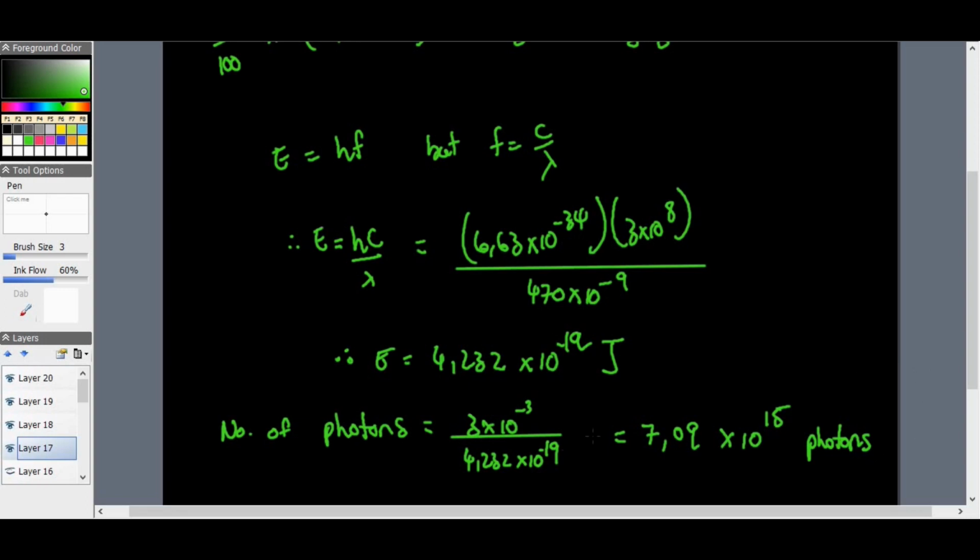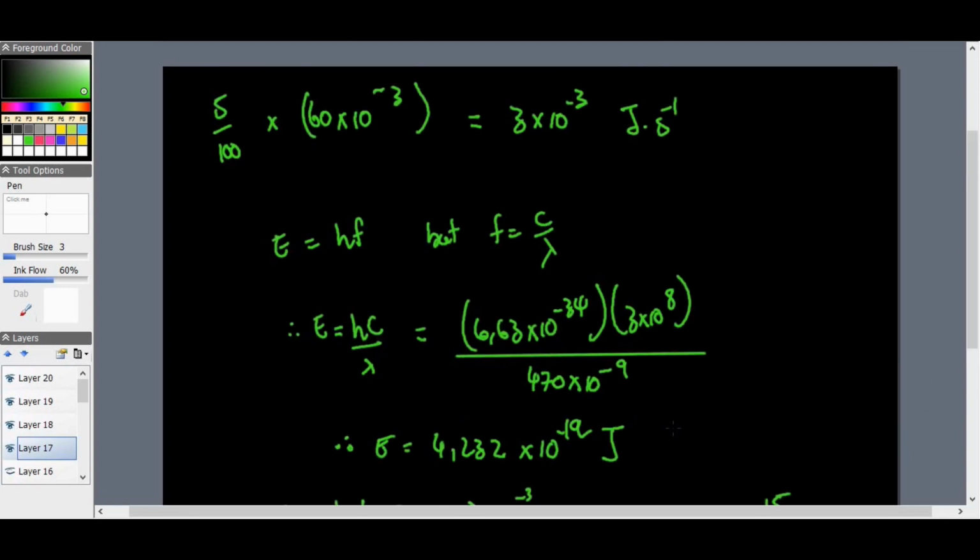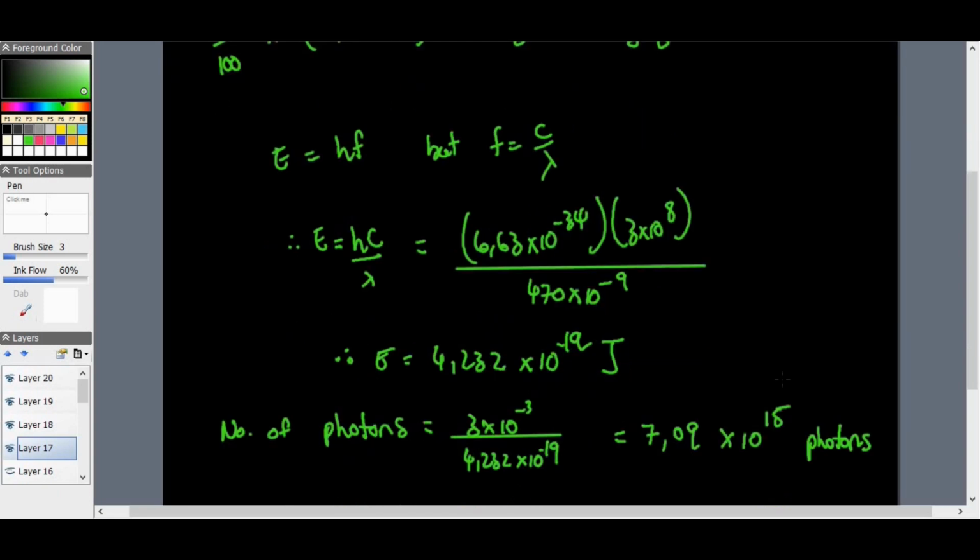That's 10.2.1 all done. We first had to calculate the energy per second. The blue light is only 5% efficient of the bulb. Of that 5% efficiency, we calculated the energy of a photon, and then calculated the total number of photons that this blue light provides. How many would be emitted? 7,09 times 10 to the 15 photons.